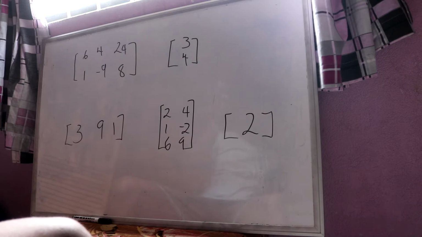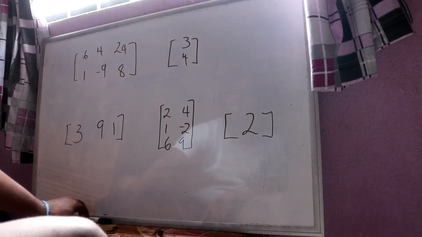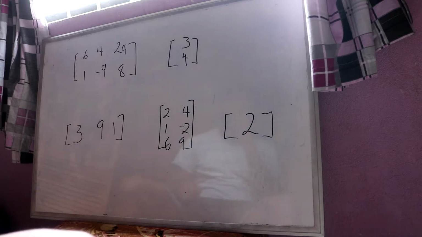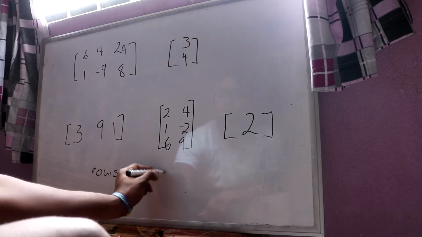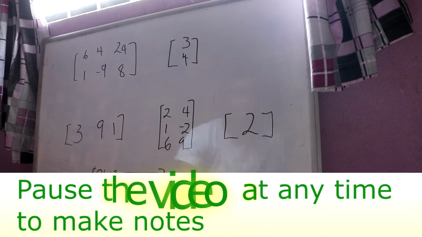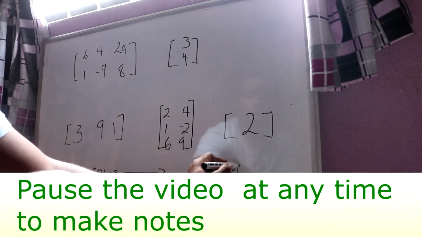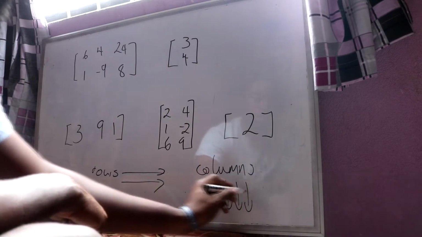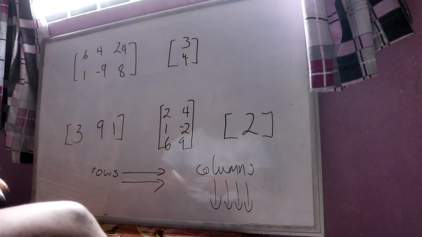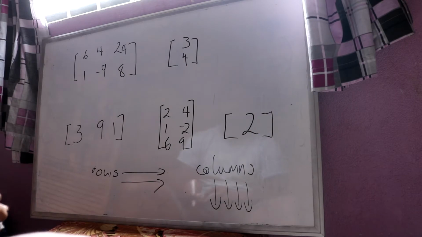Alright, so a matrix is an array of numbers. As you can see here, it's made up of rows and columns. Rows go across, so rows are horizontal, and columns go down, or vertical. So rows go across and columns go down.